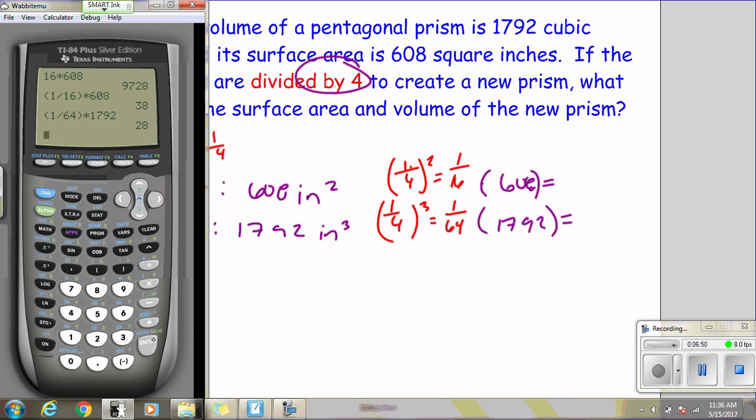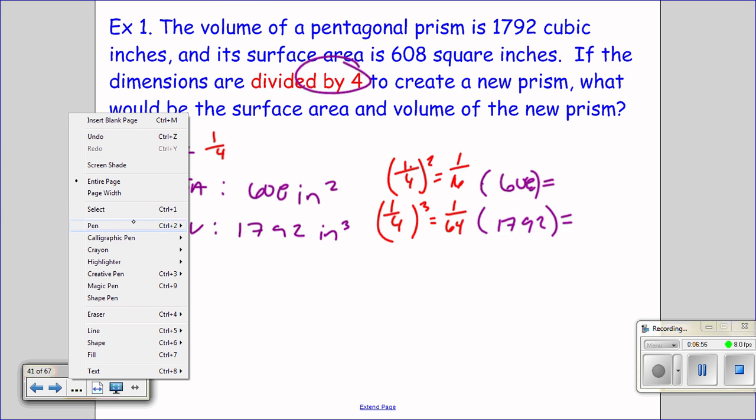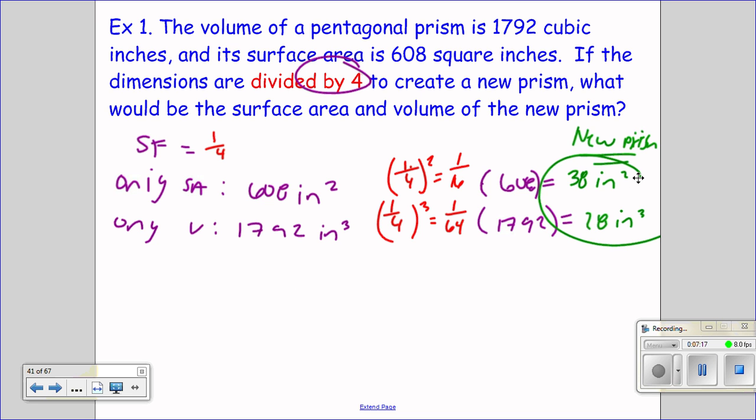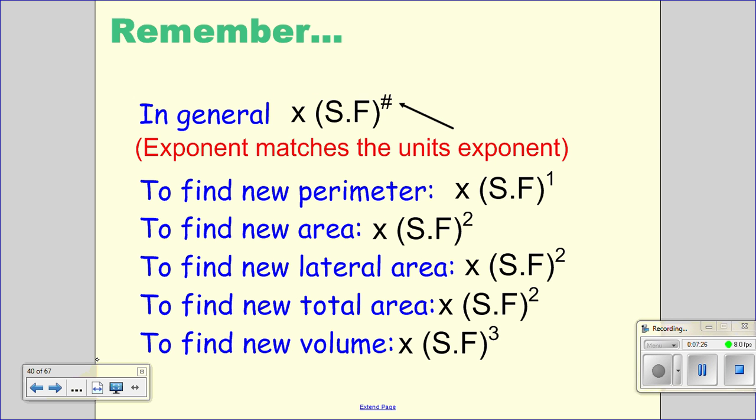So the new volume would be 28. So surface area is 38, volume is 28. So 38 inches squared, 28 inches cubed. These are the new prism values. So that rule is very handy that we mentioned on the previous slide. So again, remember these, and it could save you a lot of time in your future.